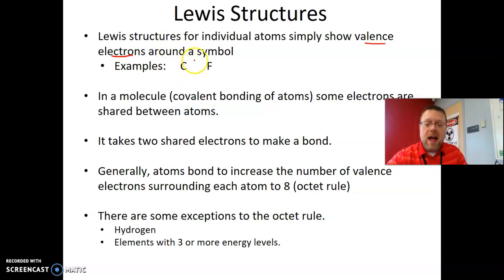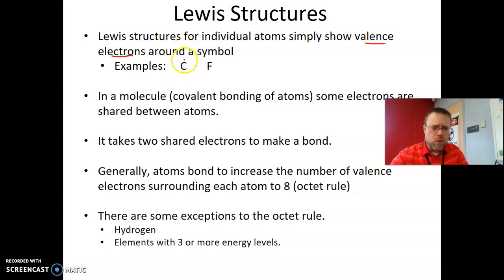Now, if you had a single atom all by itself, a Lewis structure would simply be the element's symbol with a number of dots around it showing the number of valence electrons. In a previous lesson, we showed you how to get that number of valence electrons just by looking at the column number. Group 1 has 1 valence electron, group 2 has 2 valence electrons. When you get over to groups 13, 14, and 15 up to group 18, you can just look at the ones place. Group 14 has 4 valence electrons, and so on and so forth.